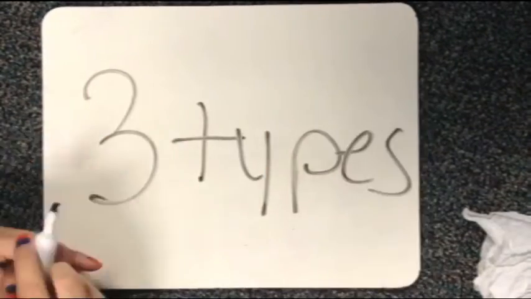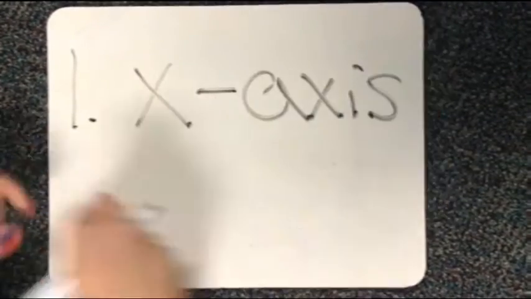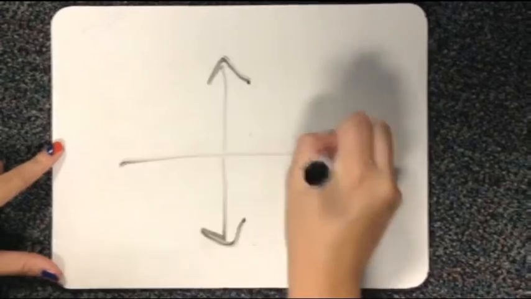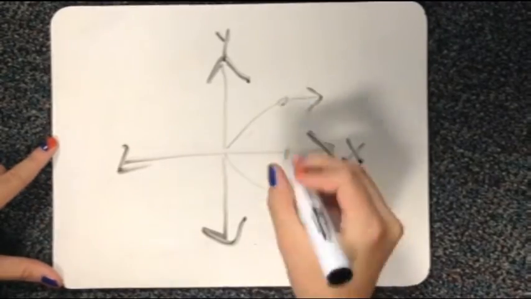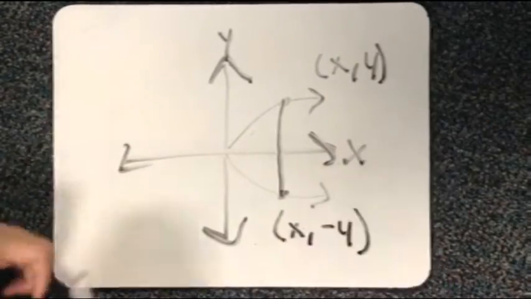Symmetry. There are 3 different types of symmetry. Symmetry about the x-axis, symmetry about the y-axis, and symmetry about the origin. The first type of symmetry is about the x-axis. This is for every x, there is both a positive and negative y.